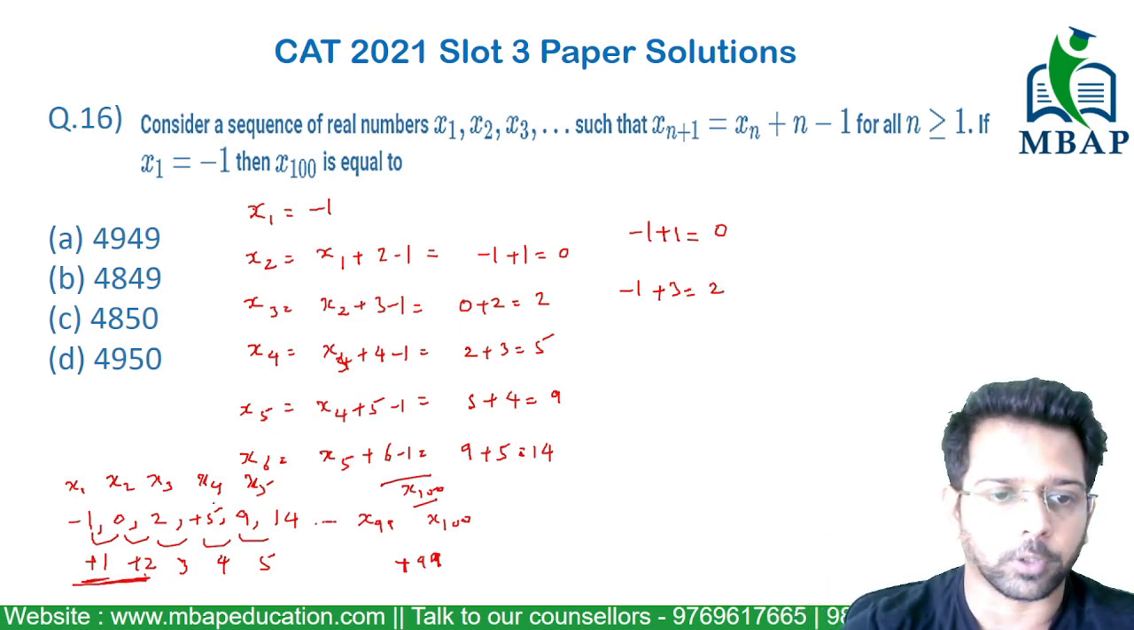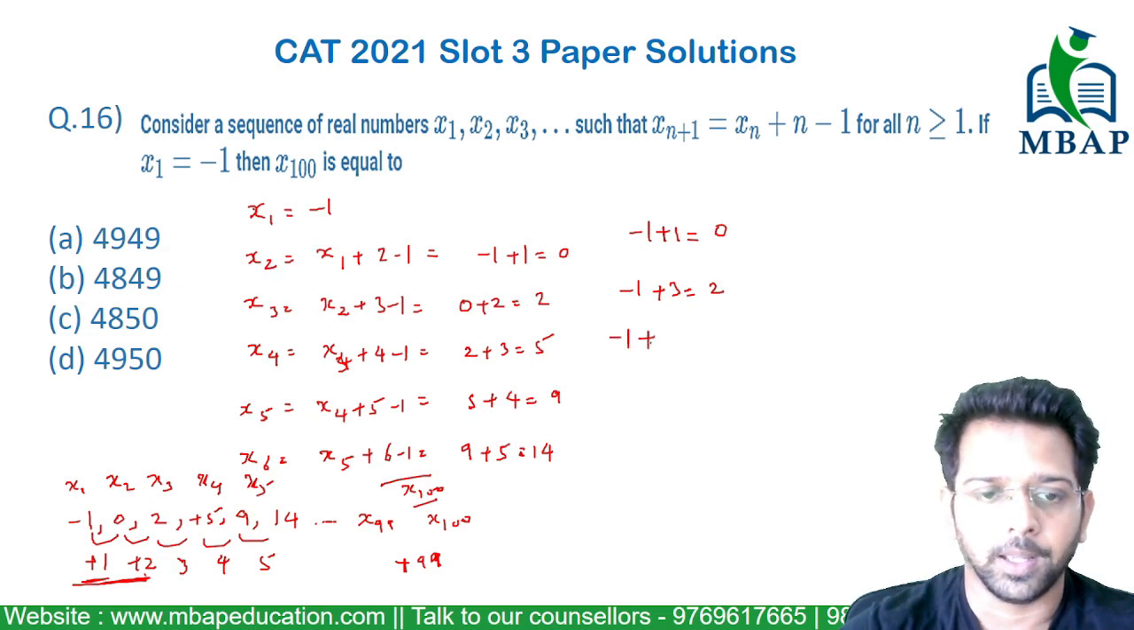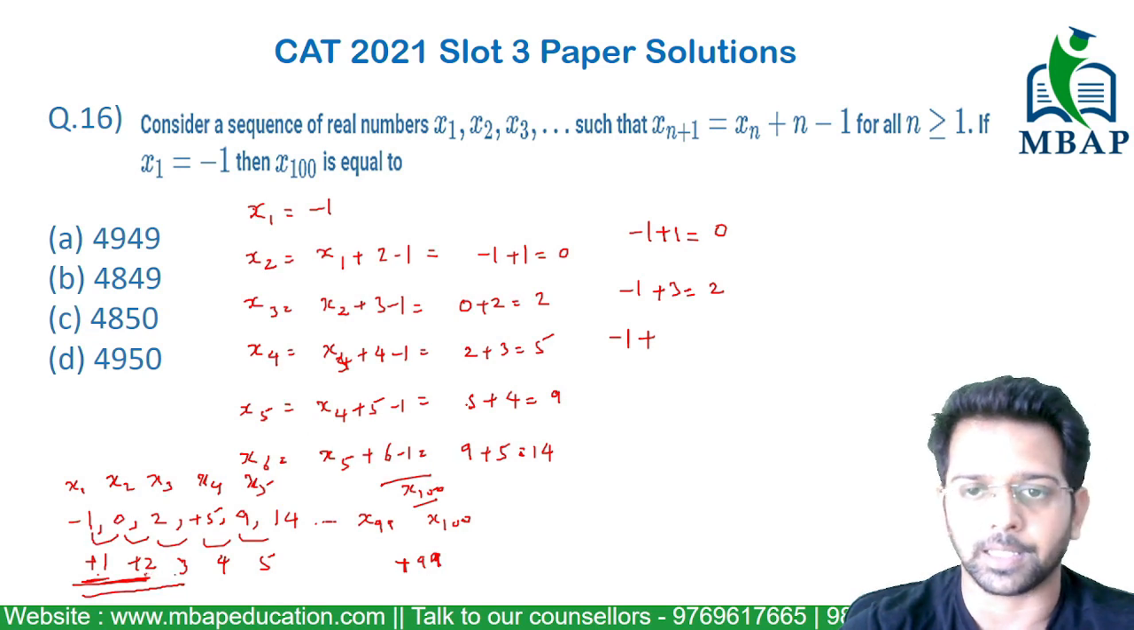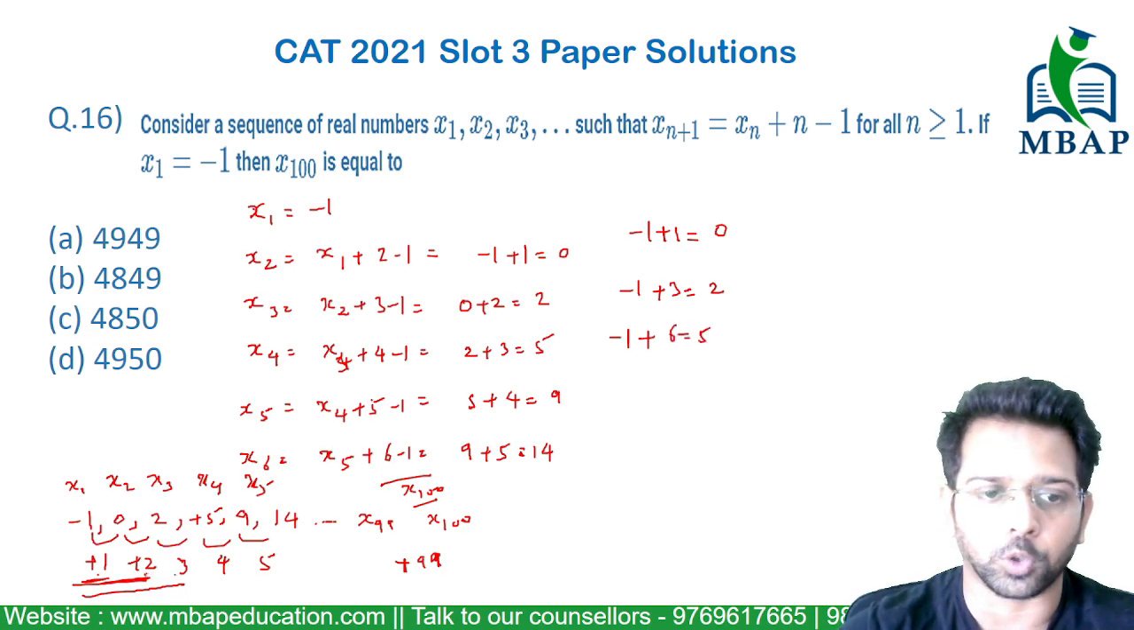If I have to find the fourth term, start with the first term minus 1 and add the sum total of the first three common differences. 1 plus 2 is 3, plus 3 is 6. 6 minus 1 is coming out to be 5.